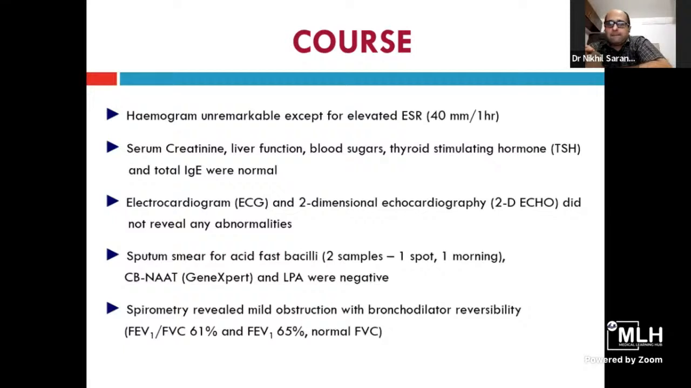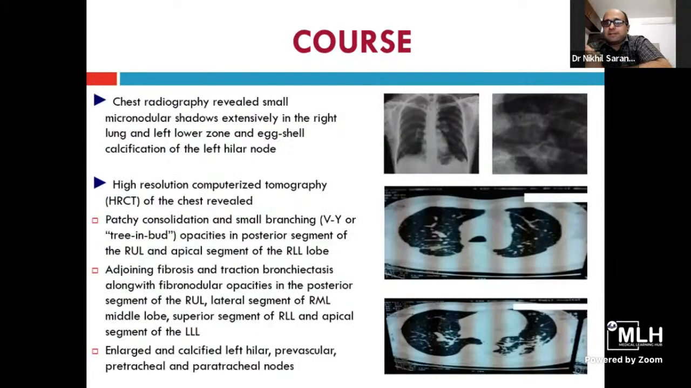Next. So this is the chest x-ray, and again I'm highlighting, those of you who are good at reading x-rays can take a look. You see, chest x-ray revealed some small micronodular shadows in the right lung and left lower zone and eggshell calcification of the left hilar node. So now I think the diagnosis becomes a little clear.